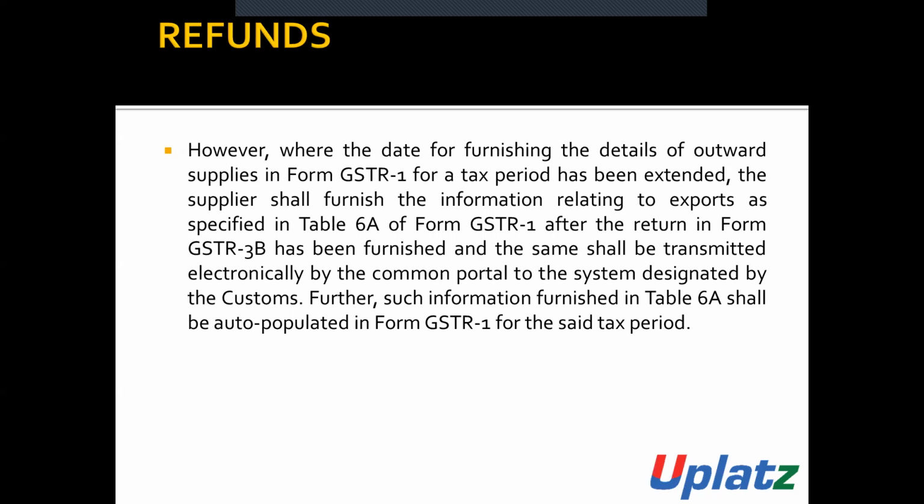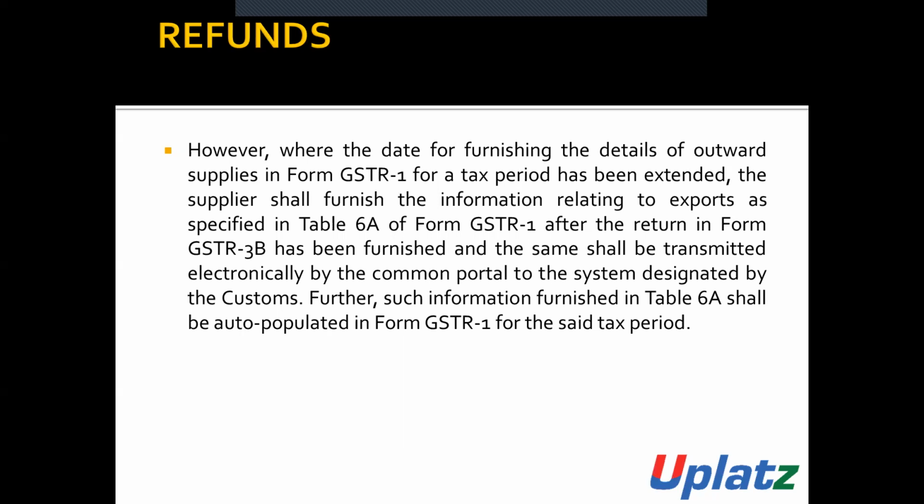In table 6A of form GSTR1. After the filing of return in form 3B, he will provide all this information, all the export of goods in table 6A of GSTR1, because there is an extension in the date of GSTR1. But the GSTR 3B is also required to be filed. So such taxpayer will provide the information about such export in such GSTR 3B.